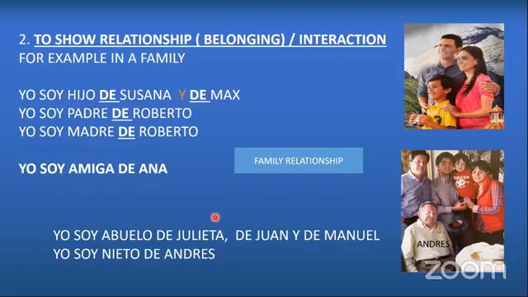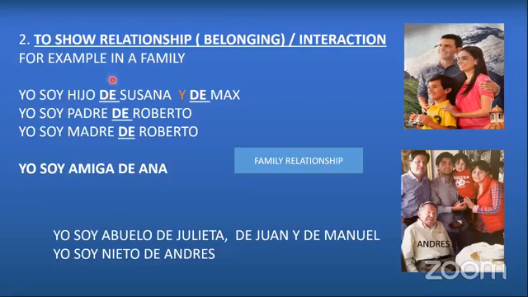Next one here. De we also use to show relationship or belonging or an interaction between two people, like, for example, the relationships that we have among our family members or the belonging to a family. Let's see this example. This little boy is going to be talking, and he's going to say, yo soy hijo de Susana, this lady Susana, y de Max. Let's see the sentence. Yo soy means I am. Hijo is son. I am son of Susana and Max.